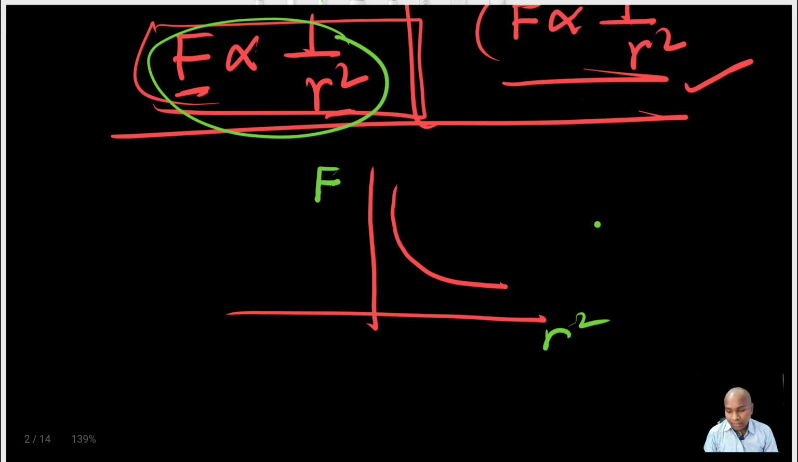So this is regarding the gravitational law and formula, the vector form of the gravitational law, the dimensional formula, and a little bit of comparison between the electrostatic force and gravitational force.